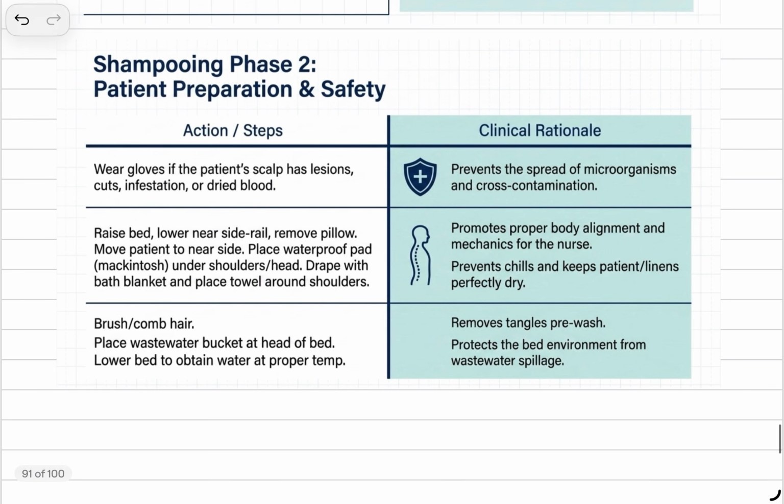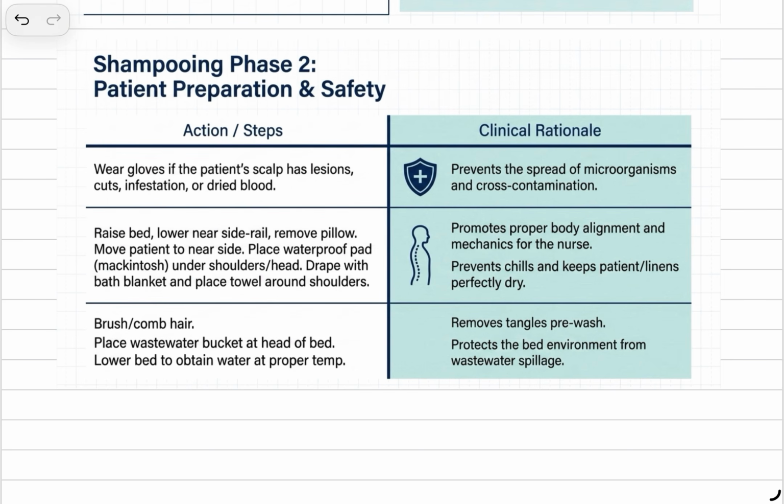Now coming to the safety and preparations that we need to do for the shampooing. So first you need to wear the gloves and raise the bed and lower the side rails, as per previous procedures we have done. Why do we need to do this? To promote proper body alignment and mechanics, proper mechanics that the nurse should do. Clear? Yes. And brush the hair.